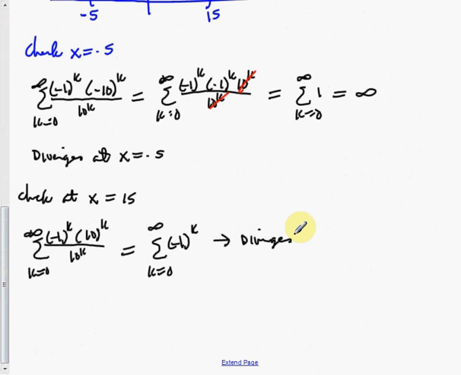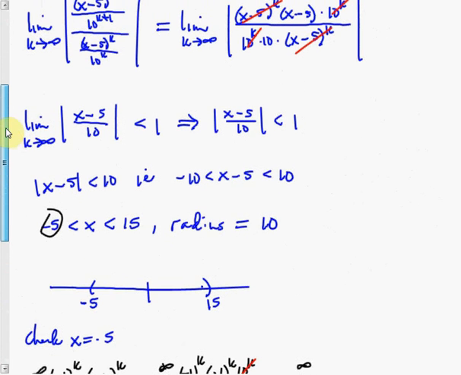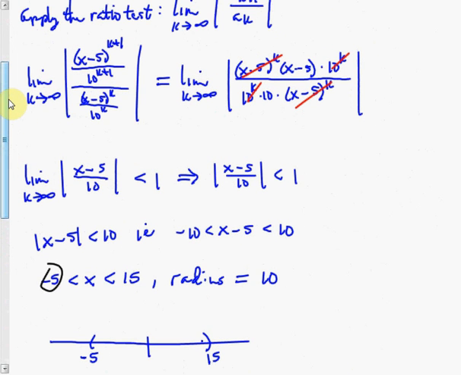Because the limit here is unbounded. It oscillates between negative 1 and 1, right? But it never stops, right? It keeps on going. So if that be the case, then the interval of convergence is the open interval from negative 5, open at 15. Okay.